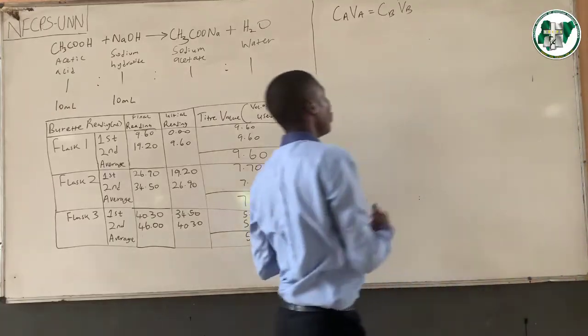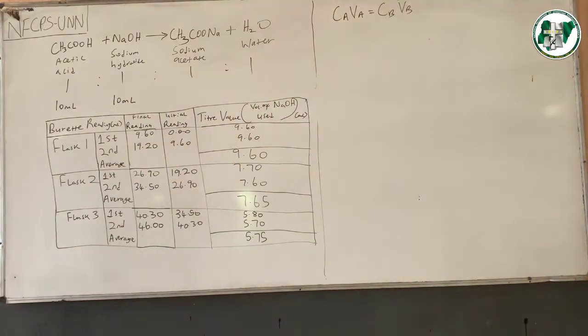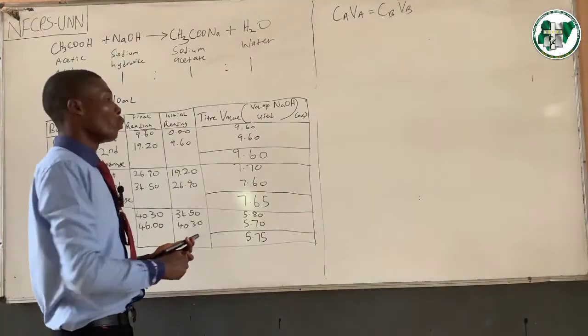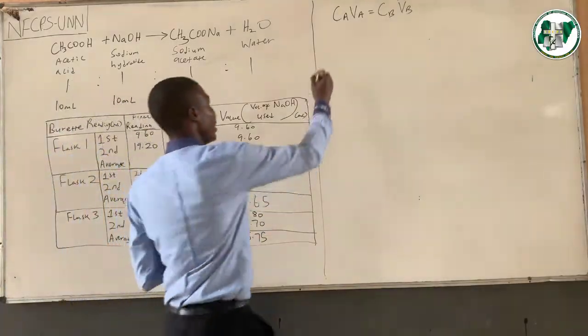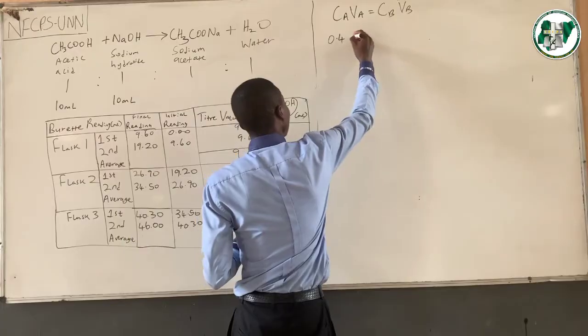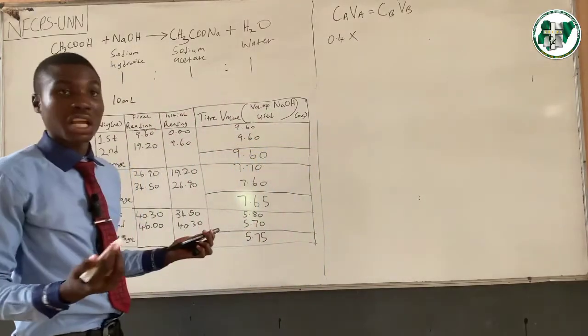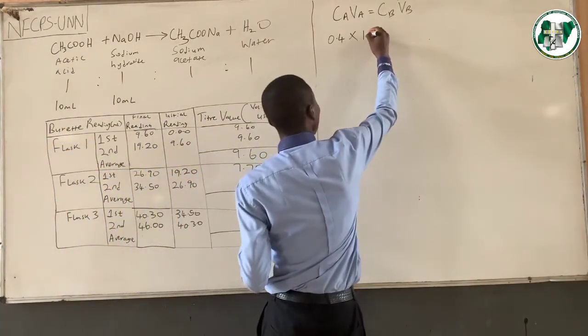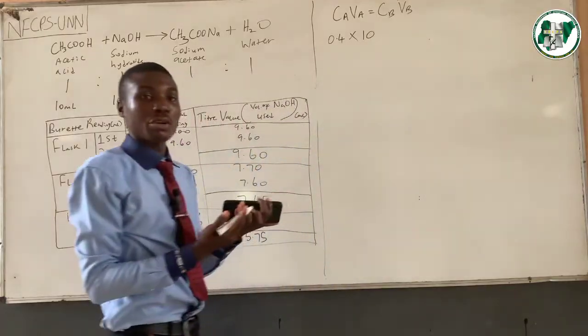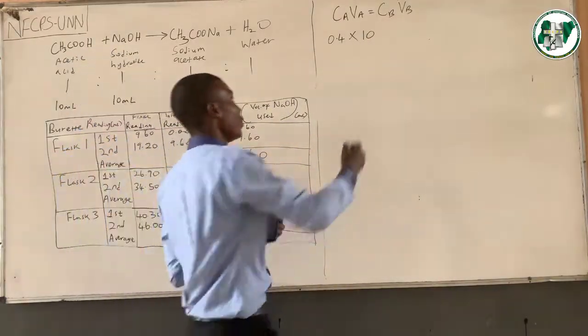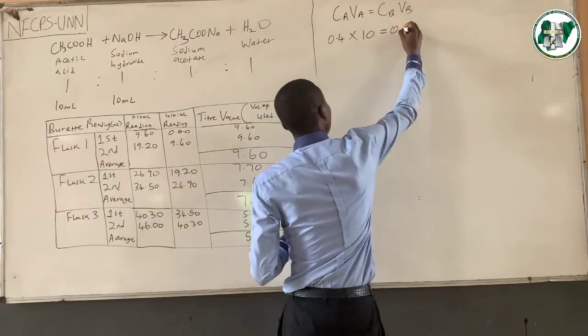So, saying that this is a 1:1 reaction, let us work with the second flask. For the second flask, we said that the concentration of the acetic acid is 0.4 normal, and remember we are still using 10 ml. Let me assume that there's no adsorption. So we're using 0.4, no adsorption, times 10 ml. The concentration of our base still remains 0.5.